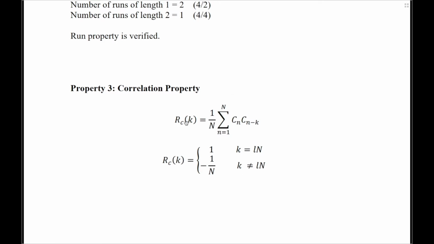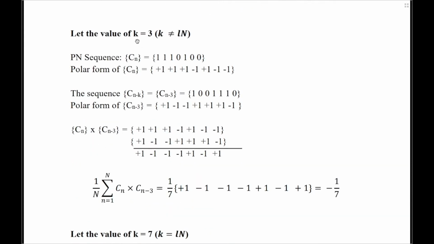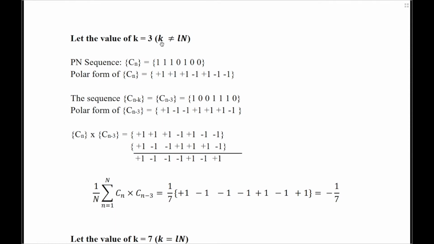Now, having given the correlation property, let us verify this. At first, I am going to take up the condition when k is not equal to L into N. So, since the value of N is 7, any value of k which is not an integer multiple of N can be considered. Here, for example, I have considered k equals 3. Let us start by writing the P-n sequence and denote it by Cn, which is 1, 1, 1, 0, 1, 0, 0. To verify the correlation property, we are now supposed to represent the bits in the P-n sequence in its polar form.